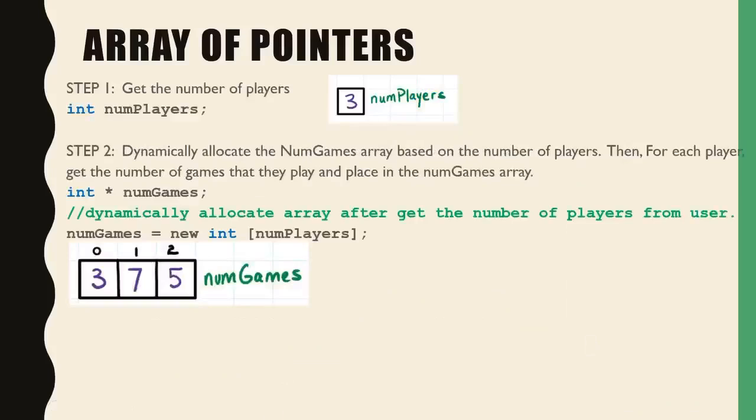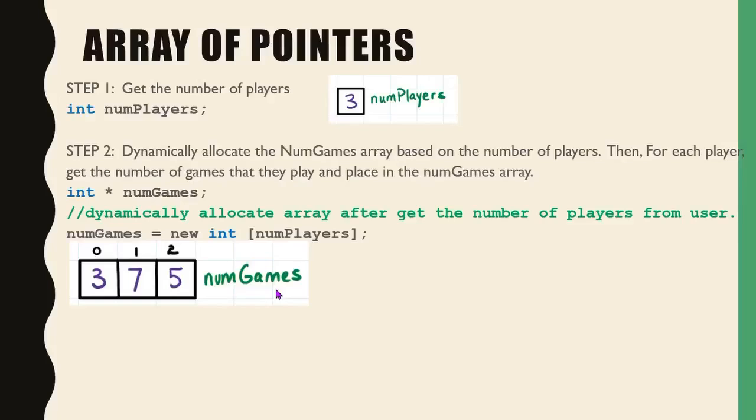If you were going to do this, you would first want to get the number of players. In my example, I said that there were 3. Then you would need to dynamically allocate the num games array based on the number of players. So this would be a 3-element array. And then for each player, you would get the number of games that that player plays and place it in this array. So in my example, the first player played 3 games, second player played 7 games, and third player played 5 games.